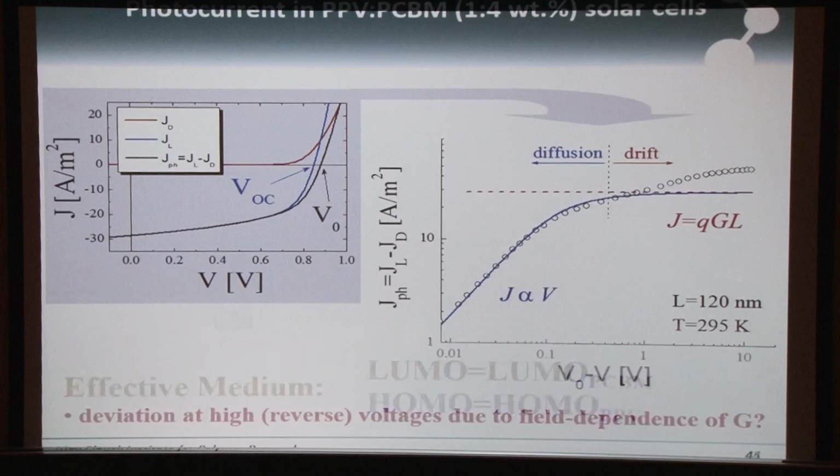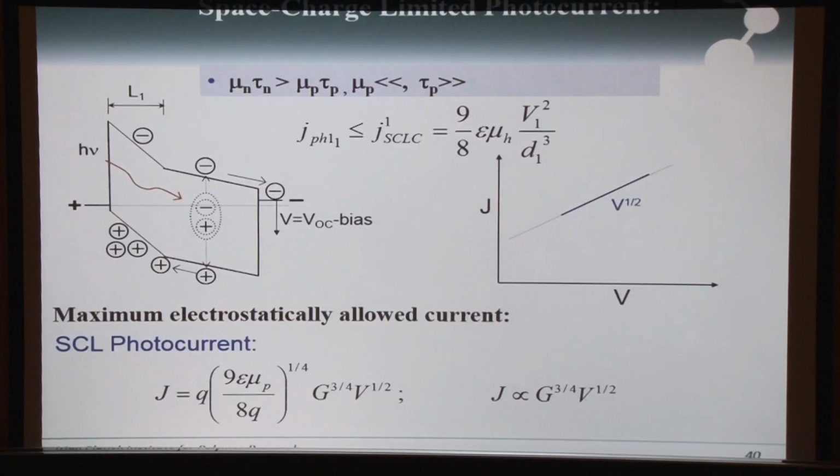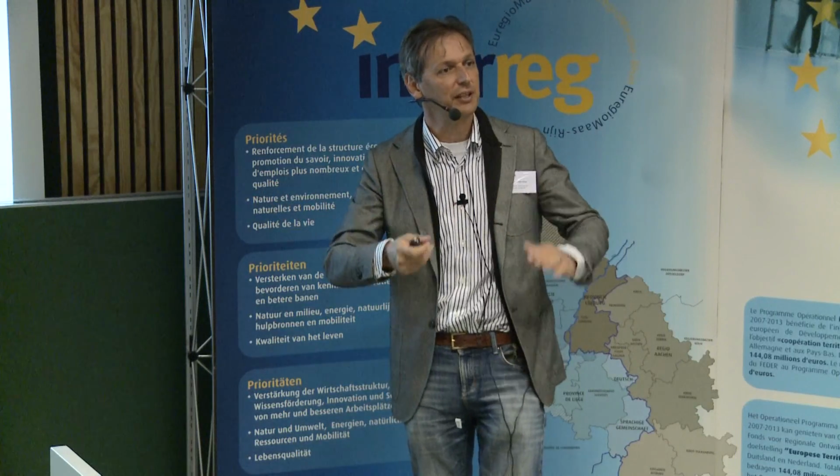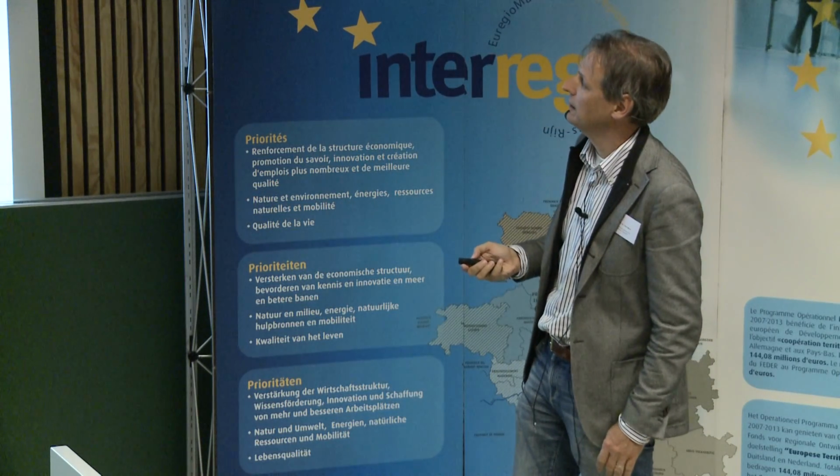But as I said before, we have to be a bit careful, because we use different contacts, we have to make this correction for the built-in voltage. So if I now apply the built-in voltage, that's what I'm doing here, then I get a flat band, and that's the same as in the case of Goodman and Rose at 0 voltage. So I have to shift everything by this number.